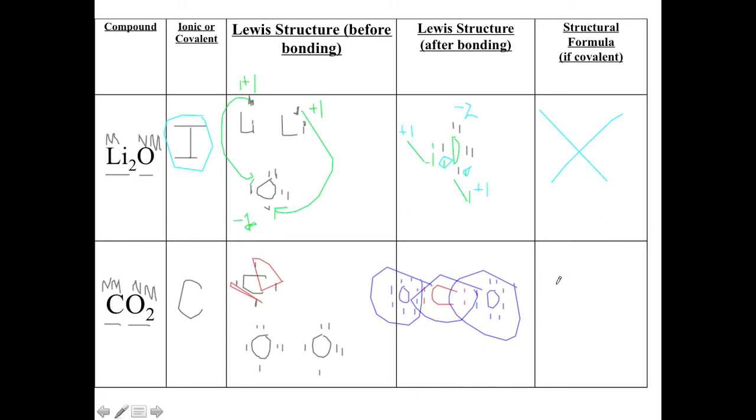And I can draw my structural formula just by changing the bonds into lines. Carbon, double bonded, since there's 2 pairs of electrons to oxygen. And this carbon double bonded to this oxygen, since there's 2 pairs of electrons. And I only have to do that because it's covalent. I wouldn't do it if it's ionic. And since it's not ionic, I don't have to worry about writing charges because they're all happy.